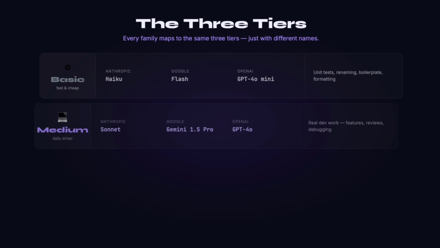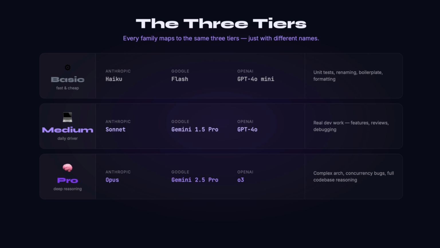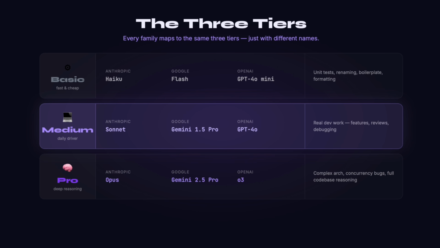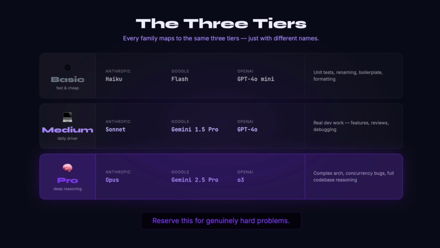Basic models are your fast, cheap workhorses. Unit test boilerplate, formatting, renaming. Medium is your daily driver for real dev work. Pro is for genuinely hard problems, complex architecture, concurrency bugs, full codebase reasoning. Most devs default to Pro, even when Basic would do the job.